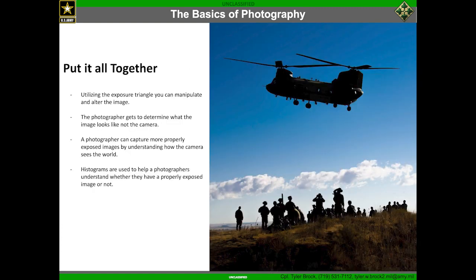All right, so let's put it all together in a conclusion. Utilizing the exposure triangle, you can manipulate and alter the image or your exposure. The photographer gets to determine what the image looks like, not the camera. Please do not forget that. A photographer can capture more properly exposed images by understanding how the camera sees the world. Histograms are used to help photographers understand whether they have a properly exposed image or not.